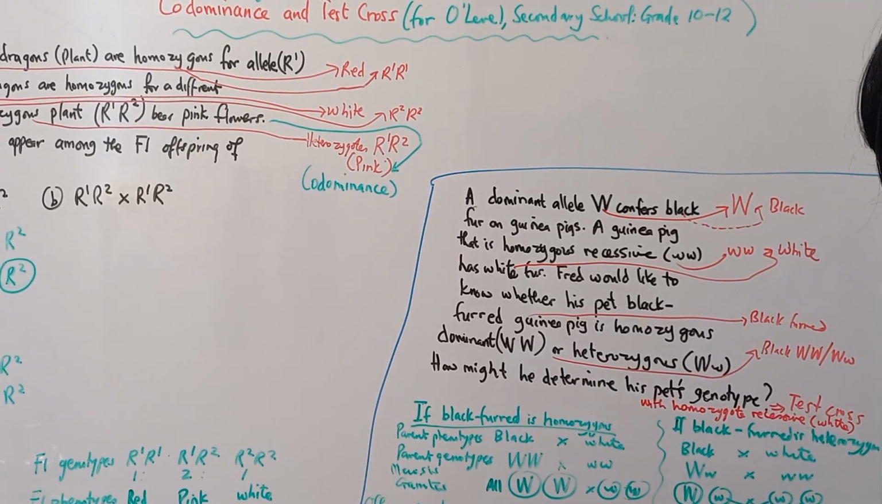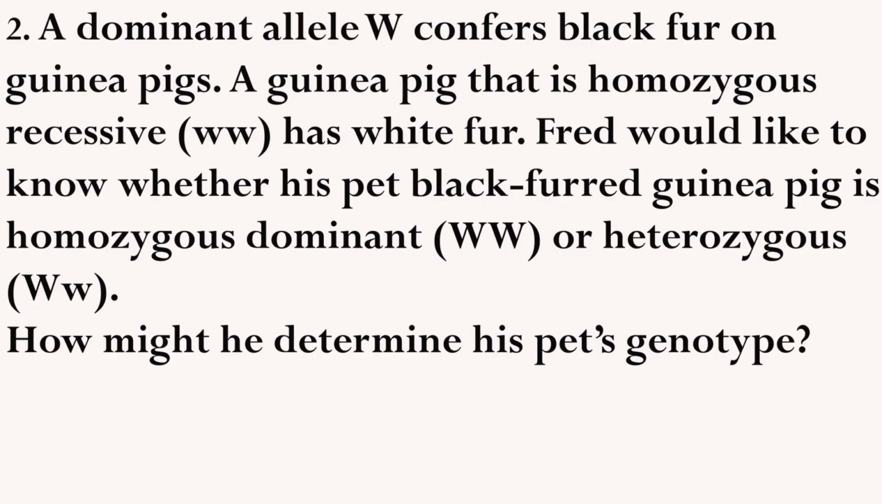Good. For our second question, we have a dominant allele W confers black fur on guinea pigs. A guinea pig that is homozygous recessive, small w, has white fur. Fred would like to know whether his pet black-furred guinea pig is homozygous dominant or heterozygous. How might he determine his pet's genotype?